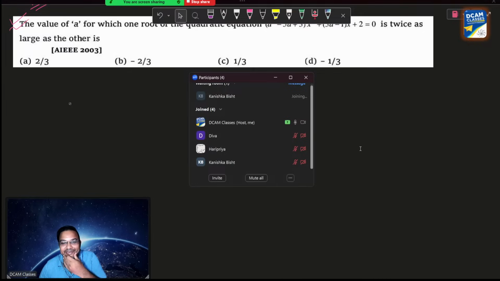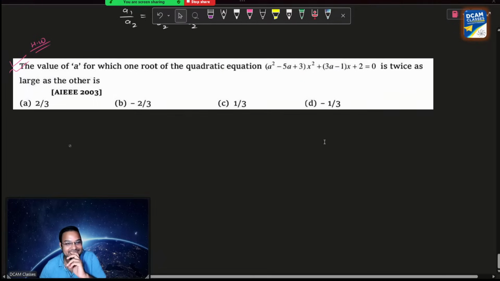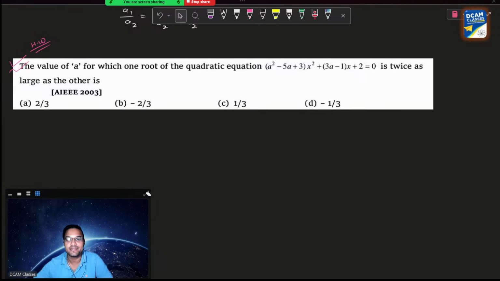कनिष्का को प्रॉब्लम क्या है? कनिष्का, व्हाट्स द प्रॉब्लम? ओके ना? जॉइंट? देन कितने सारे डिवाइसेस से ज्वाइन कर लेती है?